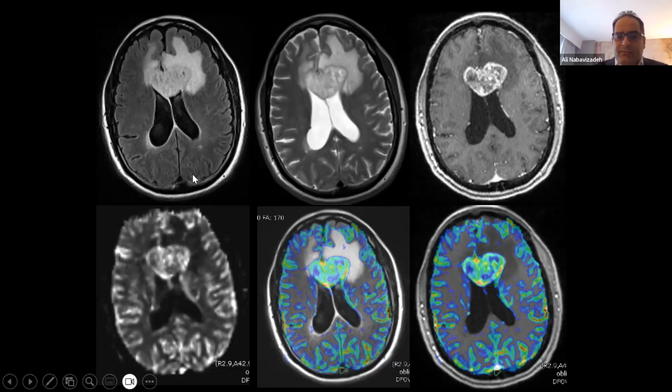And here are the final maps of this patient showing increased perfusion, which is quantifiable, and we can normalize it to the normal white matter. And these are color maps overlaid on FLAIR and T1 weighted imaging.